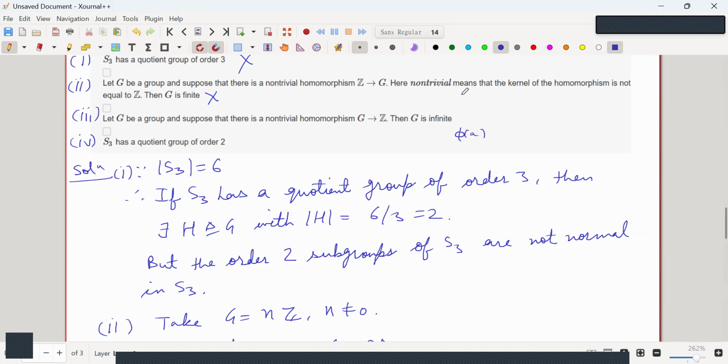Now suppose that G is finite, then a has some finite order. Suppose a has order m. Then phi of a power m equals the identity, but this implies that n times m is 0, which can't happen. Which can't happen because n is non-trivial. Good.